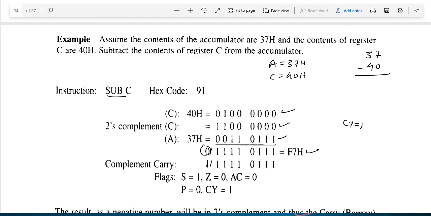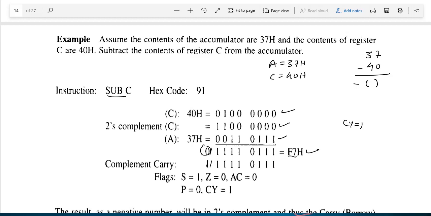It can be seen from here that we are subtracting the higher number from the lower number, so obviously we get a negative result. So if carry flag equals 1, it means the number is negative. That is F7. So we have to convert this number back to the original number, so we have to take the 2's complement of this number.